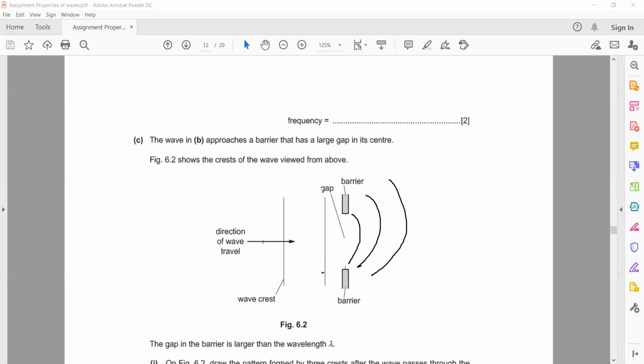Is it clear? This is a continuation of the question.